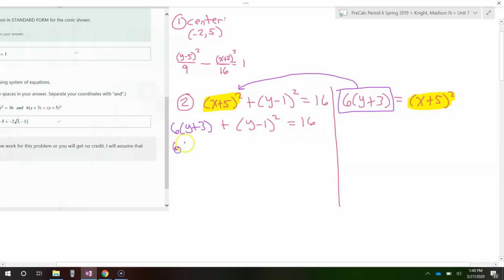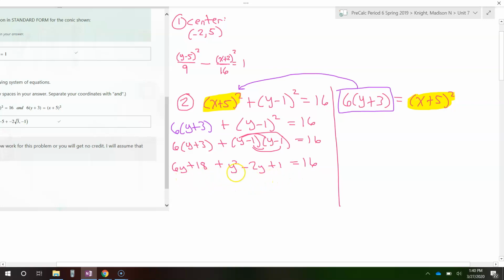All right, so I've got 6 times y plus 3, and then y minus 1 squared is just y minus 1 times y minus 1, and that equals 16. Distributive property, so I'll have 6y plus 18, and if I double distribute this, you know how to do that, I'm going to get y squared minus 2y plus 1 is equal to 16.